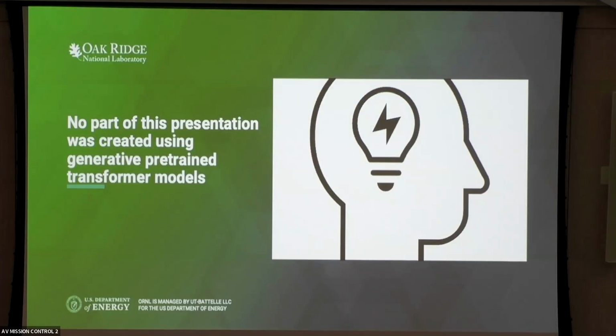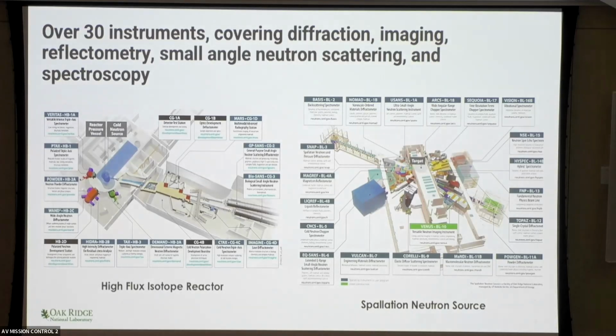Stands by itself. Just going to continue on. So at Oak Ridge, we have a couple of different facilities and lots of instruments. So these are neutron facilities.